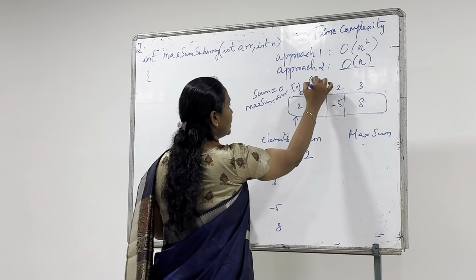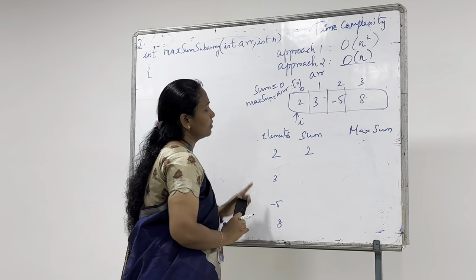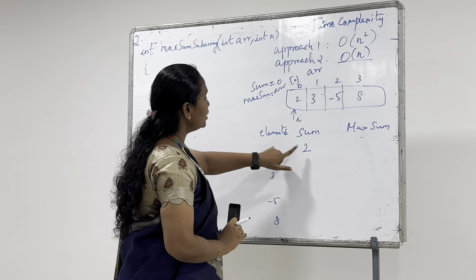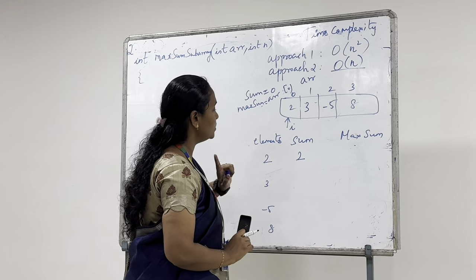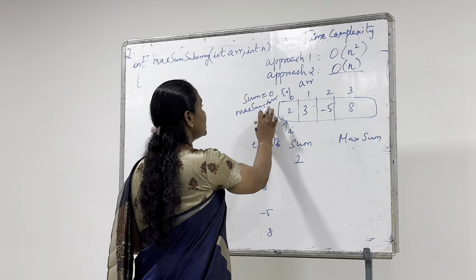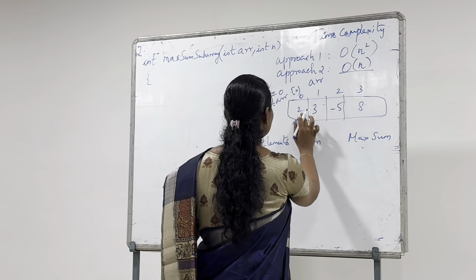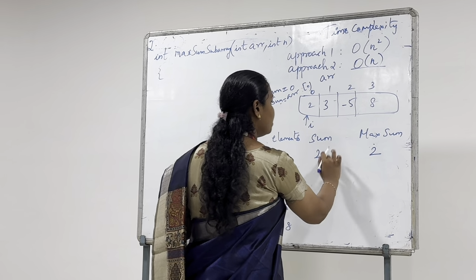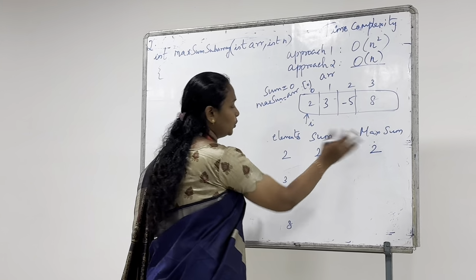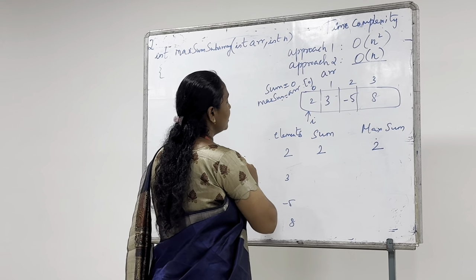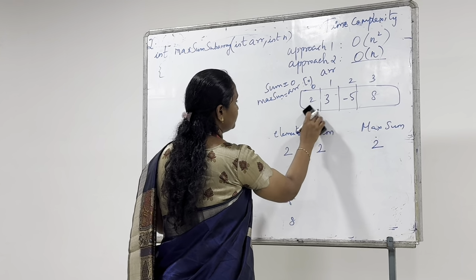So consider this array name is ARR. Sum is 0, plus the current value which is 2, so 0 plus 2 is 2. And what is the maximum sum? The initial maximum sum is array of 0, which is again 2. Compare these two; the maximum sum is again 2. There is no change here. And increment the i value.